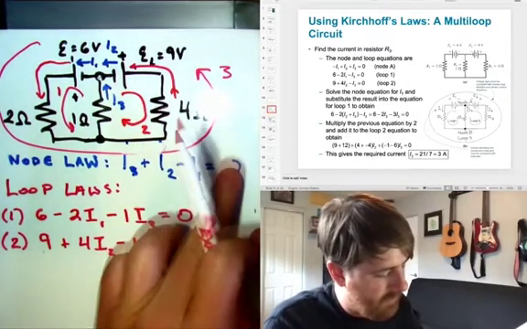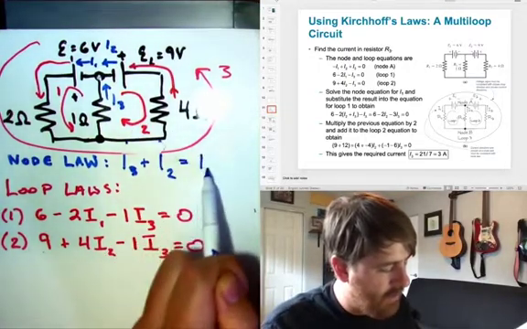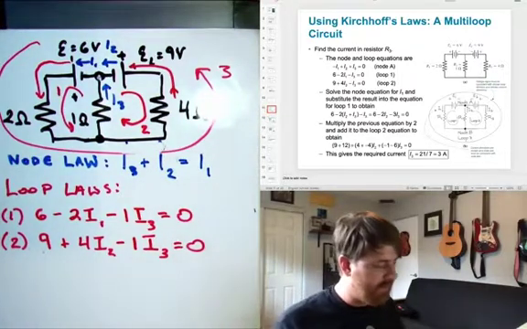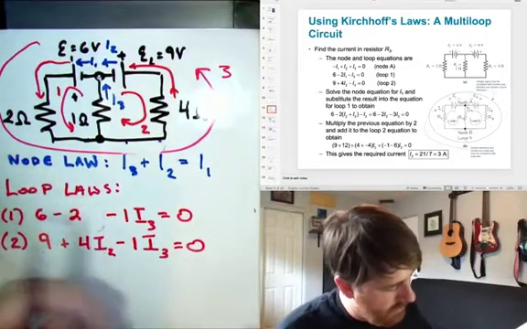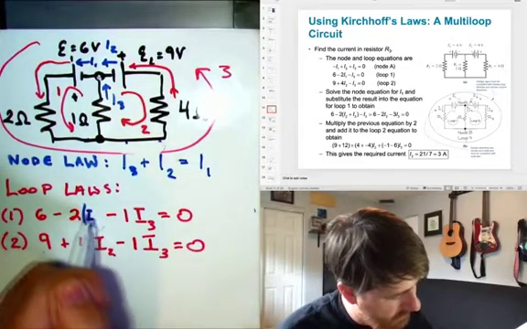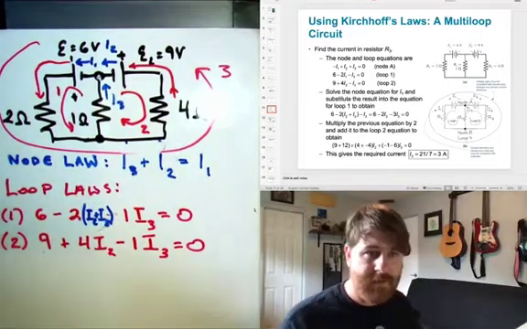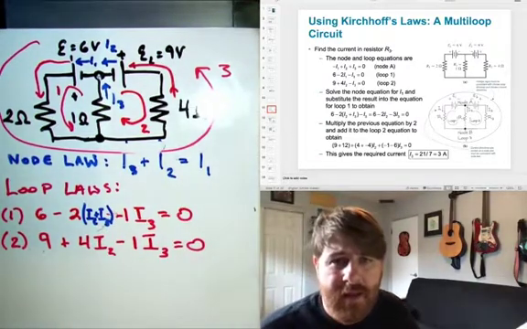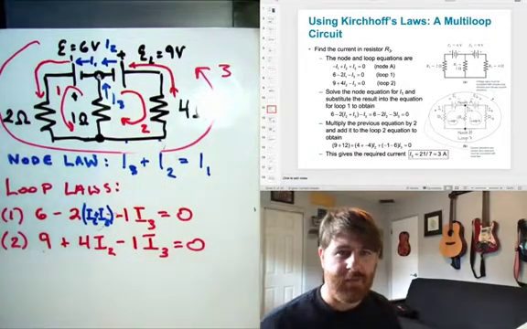says I1 is the sum of I2 and I3. So wherever I see an I1, I can just write I2 plus I3. Okay? All right, and we multiply the previous equation by 2 and add it to loop 2, and we get this.